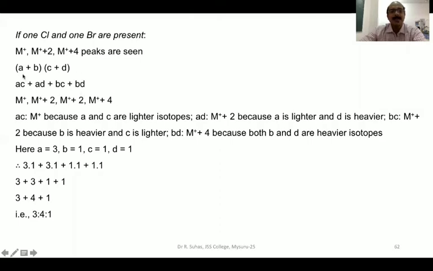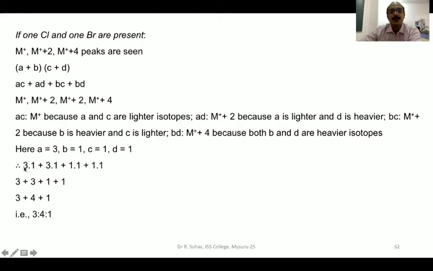So this is for chloro, this is for bromo. A will be 3, B is 1. In the case of bromo, it is C and D, with a 1:1 ratio. So C becomes 1, D becomes 1. That's why A is 3, B is 1, C is 1, D is 1. Now we have to substitute A, B, C, D in the expression AC plus AD plus BC plus BD. A into C: A is 3, C is 1, 3 into 1, plus AD: A is 3, D is 1, 3 into 1, plus BC: B is 1, C is 1, plus BD: B is 1, D is 1.